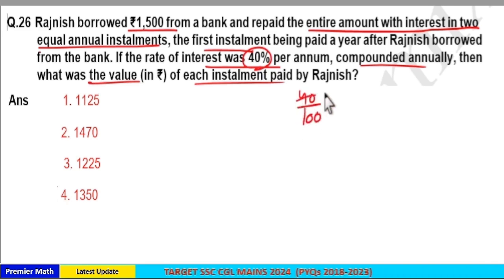40% means 40 by 100. 20 goes 2 times in 40, 5 times in 100. So 2-part interest generated out of 5-part principal. Take the principal and amount ratio. Principal is 5 part and amount is 5 plus 2, 7 part for 1 year.